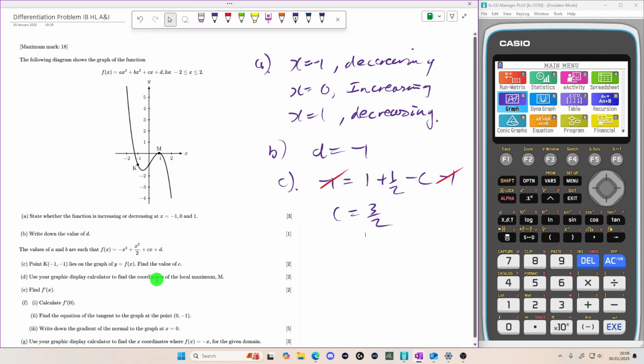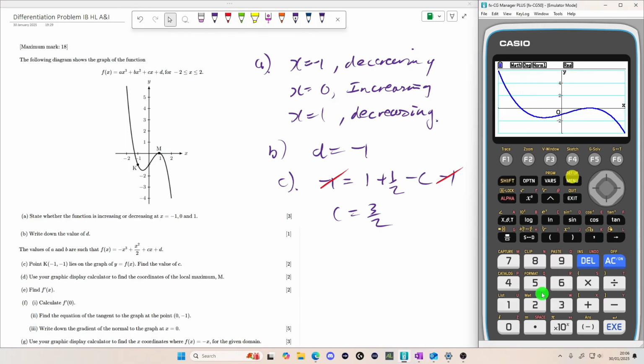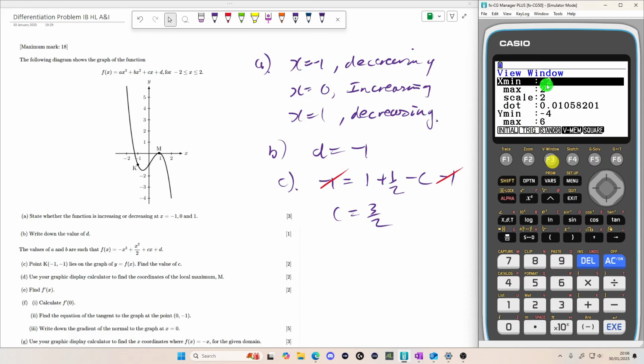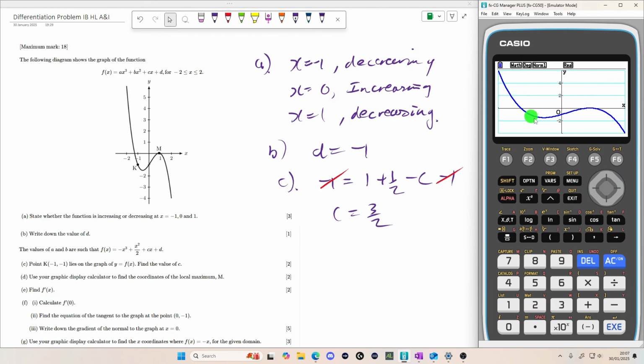Now we're going to use a graphic display to find the coordinates of the local maximum M. So I'm going to go to menu 5. And you can see I've put the function in already. Go to draw. And what we ought to do is check our view window. My minimum value of x is minus 2, my maximum value of x is 2. So long as I've got those right, it will find the maximum value, but it's also given me the y values to look at between 6 and minus 4, so I put those in. And we have our function drawn between minus 2 and 2. And we want to find the coordinates of this maximum here.